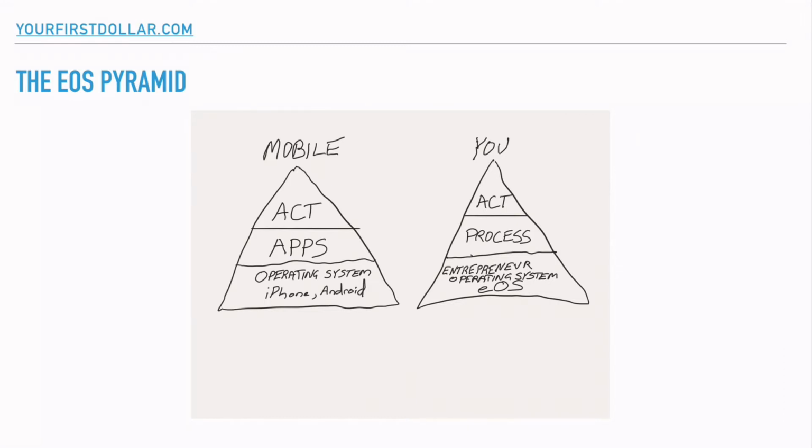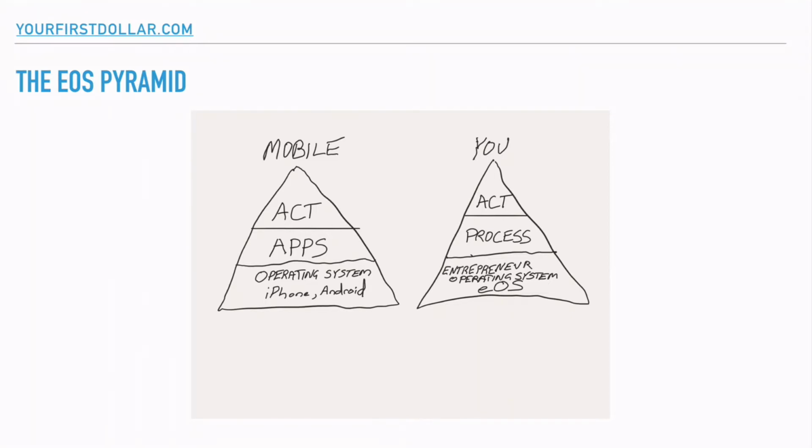So I've got an EOS pyramid here, and if you look at the pyramid on the left, this is typically what happens with a mobile device. First of all, it's got an operating system, right? The iPhones have iOS and Android have Android as their operating system. Now, the operating system doesn't do much, but it's all important, right? It's not until you actually apply apps that it does anything at all. But without the operating system, nothing else happens.